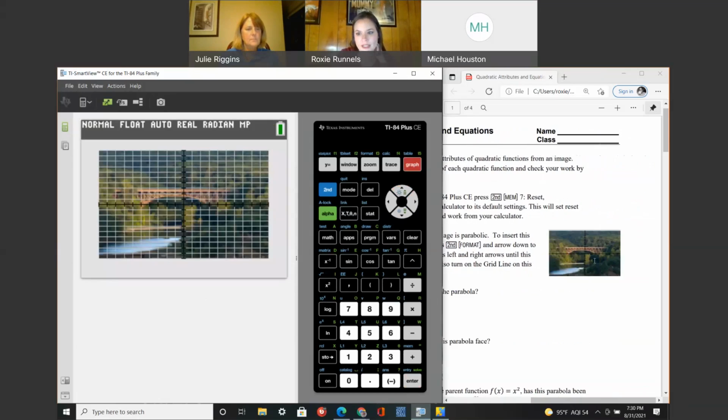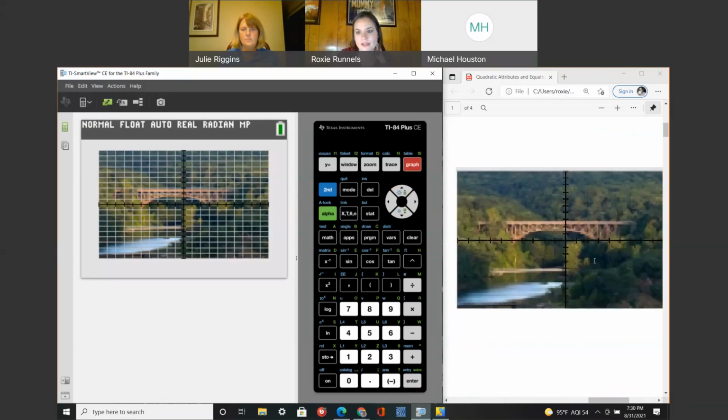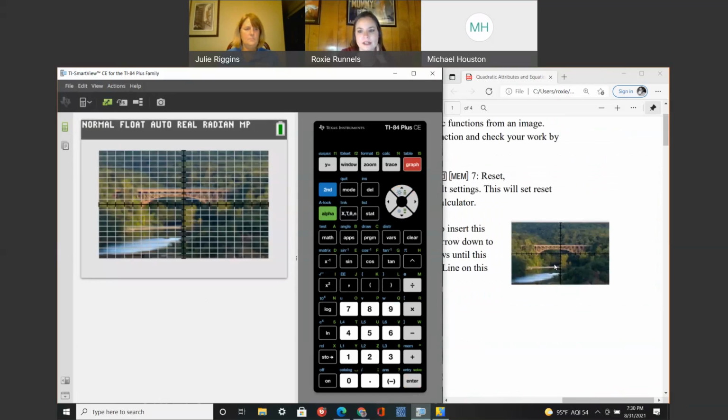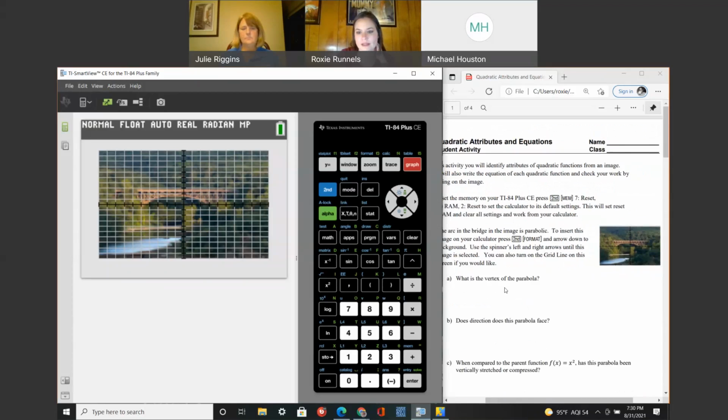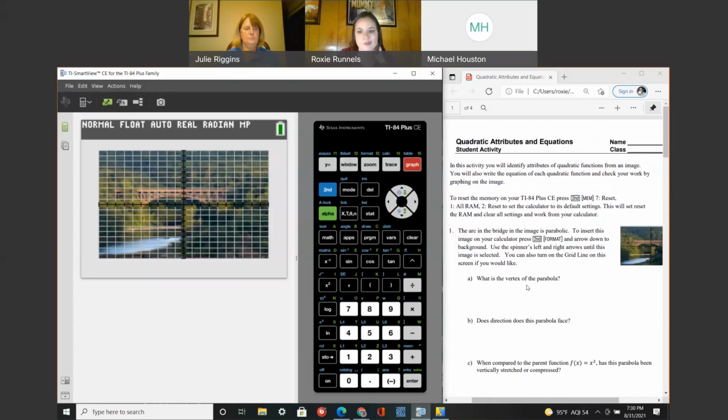So if I zoom in, this is what it looked like without the grid. I went ahead and included that grid because I want to find some of those attributes. So the first thing we have here is, what is the vertex of the parabola? I want to know, what is the vertex, the top point of the parabola on this graph? I do explain a little bit in the word problem that the arc of the bridge in this image is parabolic. And so we're going to assume that it is a parabola.